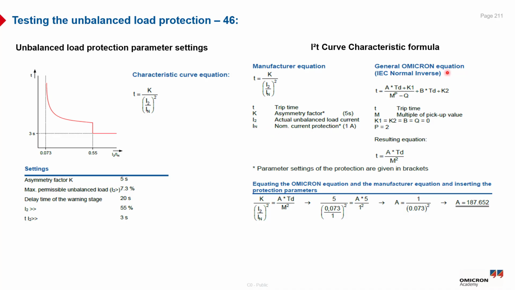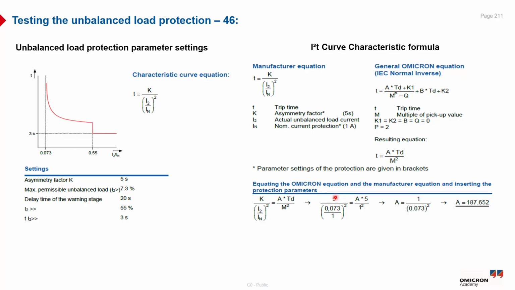And here is the general Omicron equation for the IEC normal inverse. As you can see, the trip time equals A multiplied by TD, divided by M to the power of P minus Q, plus K1, plus P multiplied by TD plus K2. T represents the trip time, and M is the multiple of the pickup value. K1 equals K2 equals B, Q equals 0, and P here equals 2. So the resulting equation for the trip time is A multiplied by TD over M squared.